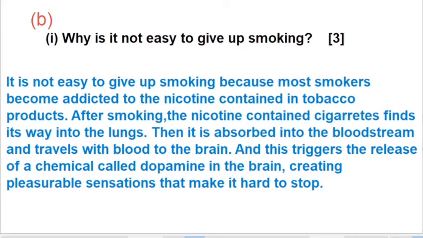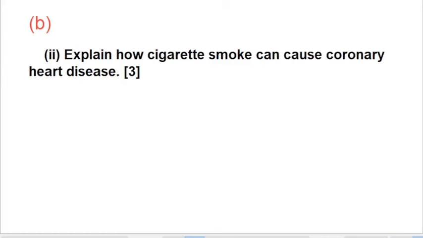Let us now move on to our question B2. Our question B2 reads, explain how cigarette smoke can cause coronary heart diseases. Coronary heart disease is just the blockage of coronary arteries. So how can cigarette smoke cause coronary heart disease?